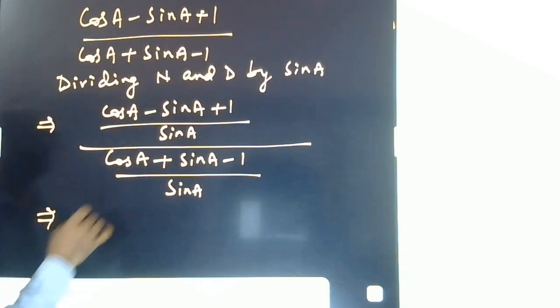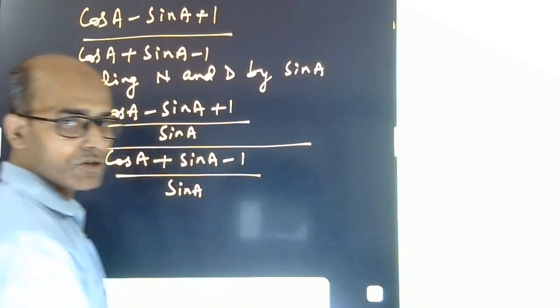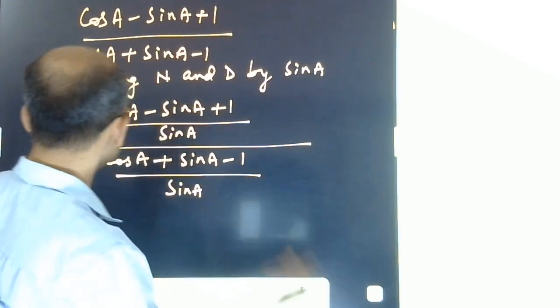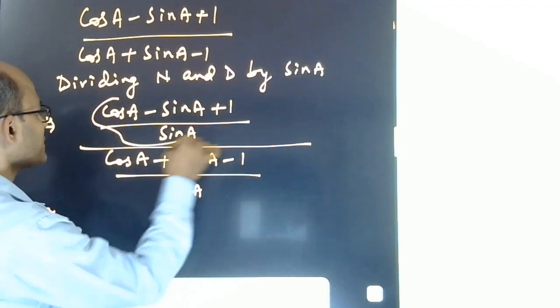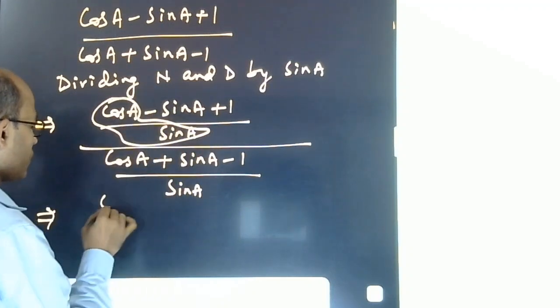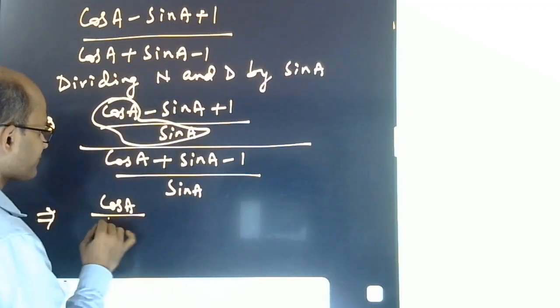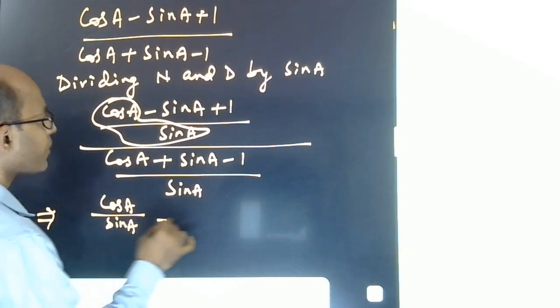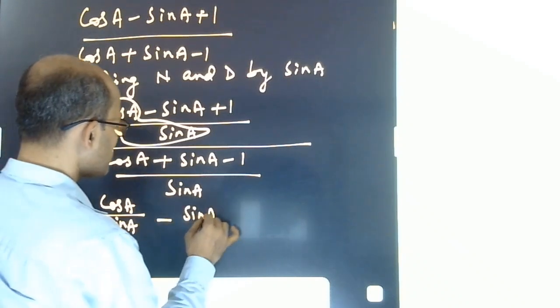So this will become cos A by sin A. What will be the value of this? Cos A by sin A, and sin A by sin A.